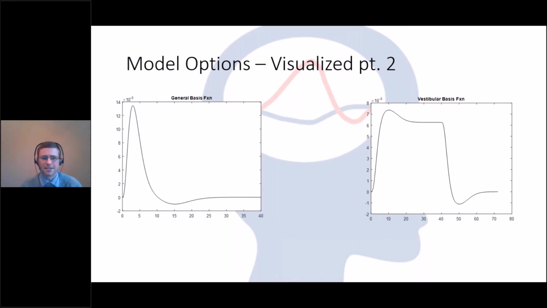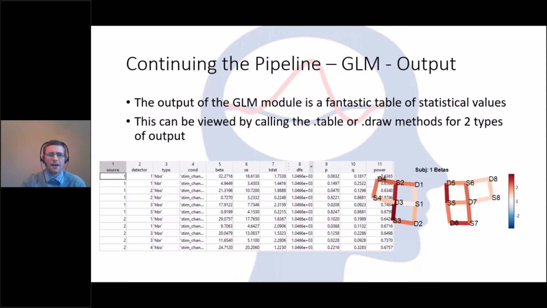You also have the general basis function, which I believe is actually identical in many ways to the canonical, but I haven't verified that. And then you have this vestibular basis function, which has a little bit more of a delay at the top. I've been very intrigued by that lately, but I haven't really seen anybody use that. All right, so now we have an idea of what the shapes are to call them.